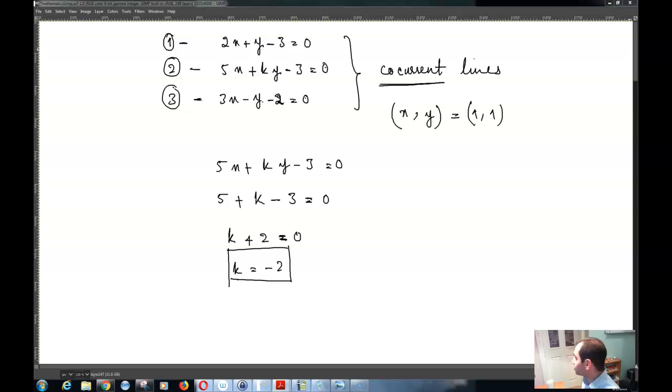Find the distance of a line from the point measured along the line, making an angle of 135 degrees with the positive x-axis. Okay, so there is another question. Find the distance of the line. So your line is 4x minus y is equal to 0. You want to find the distance of this line from this point, 4, 1, measured along the line, making an angle of 135 degrees with the positive x-axis.